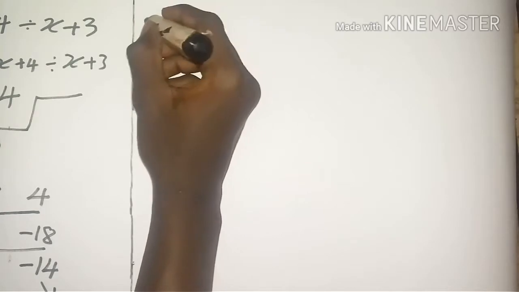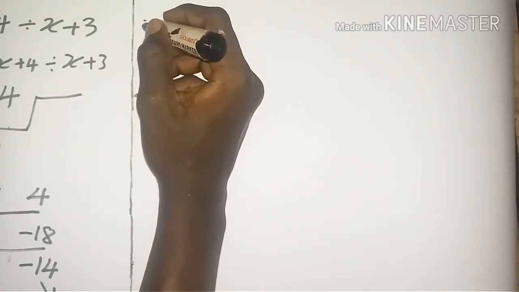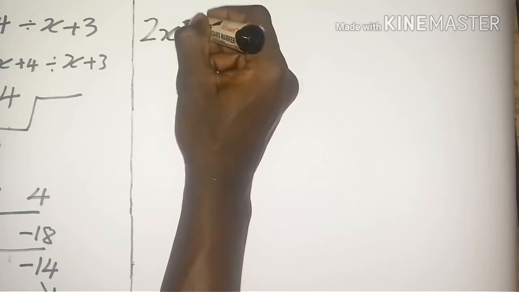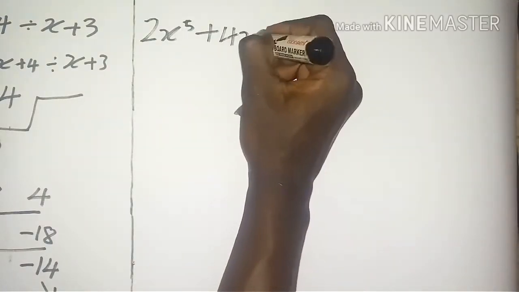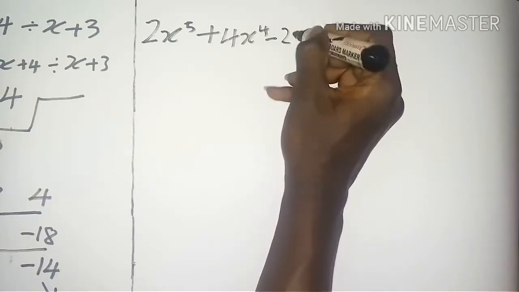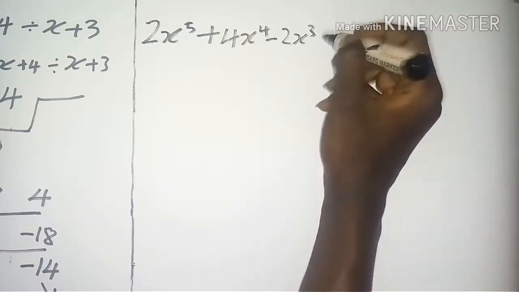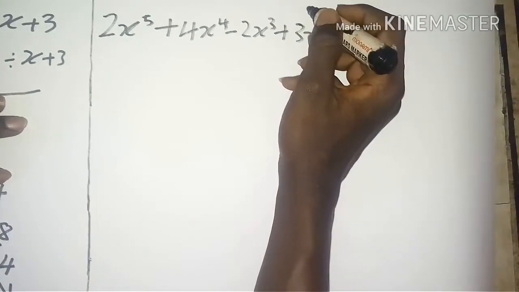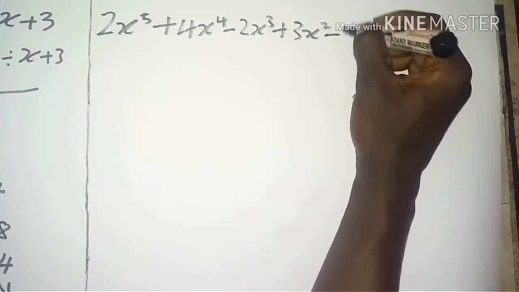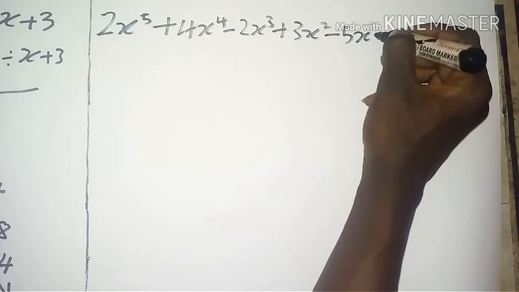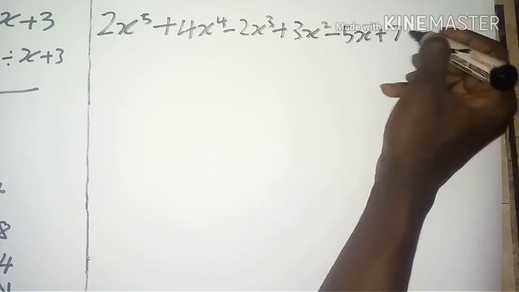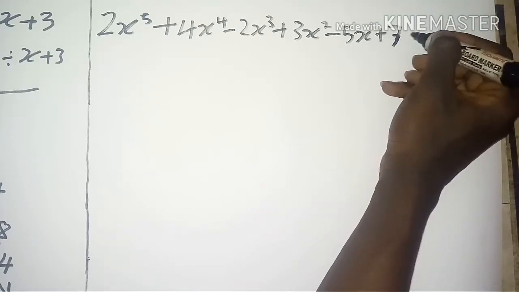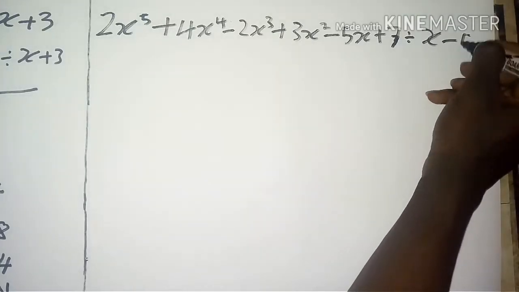It is 2x raised to power 5. The values are a little big, but it's actually okay. 2x raised to power 5 plus 4x raised to power 4 minus 2x raised to power 3 plus 3x raised to power 2, minus 5x plus 7. Everything is divided by x minus 5.